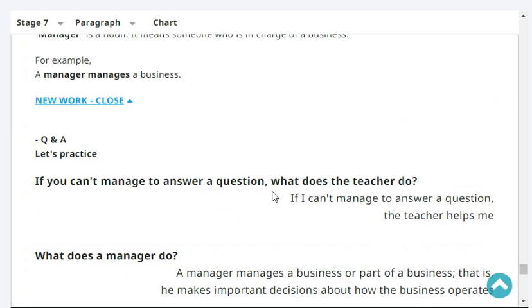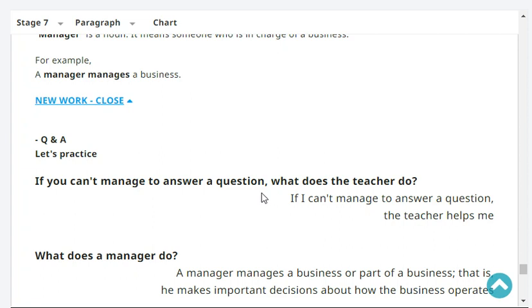Let's practice. If you can't manage to answer a question, what does the teacher do? If I can't manage to answer a question, the teacher helps me. Very good.